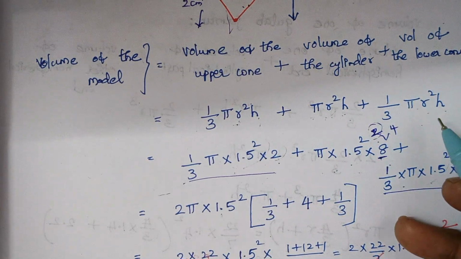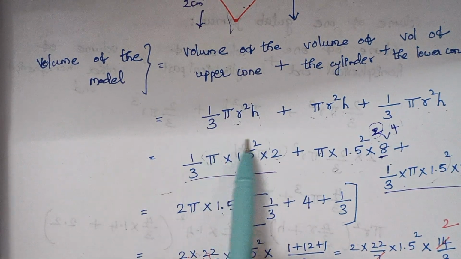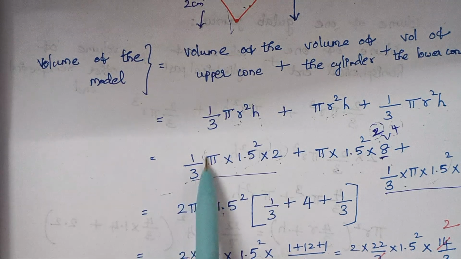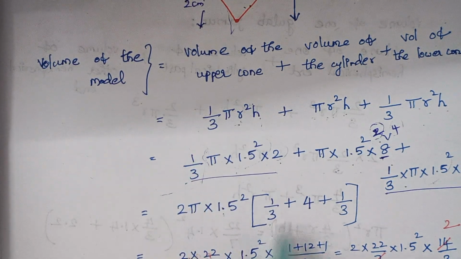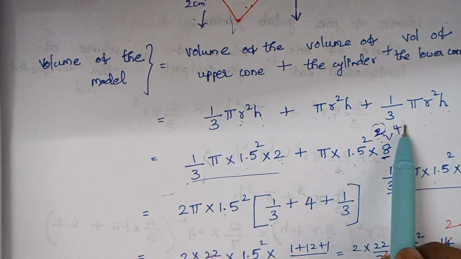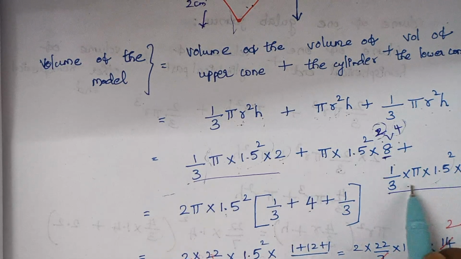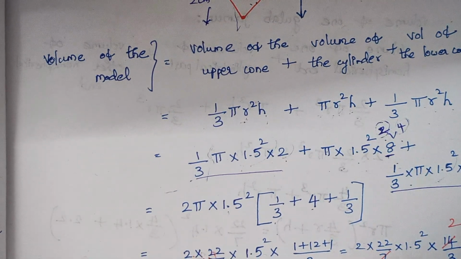So what about the remaining thing? The remaining thing will be 4 here, right? So when I take all these terms outside, the remaining term in the first part is 1 by 3. And here when I take this 2 pi into 1.5 square, the remaining term here is 4, and here again the same thing, 1 by 3.